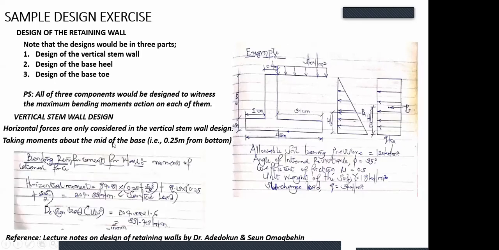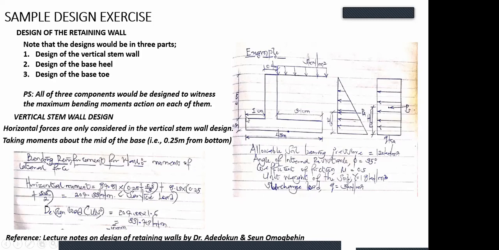So we take moment about the mid of the base. Now, don't forget that the mid of the base we're talking about is not the base itself. We're talking about the base of the vertical stem wall. If you look at this, you have 0.25 from the bottom. The vertical is resting on this base, and they are cast monolithically together. So this is 0.5, right?